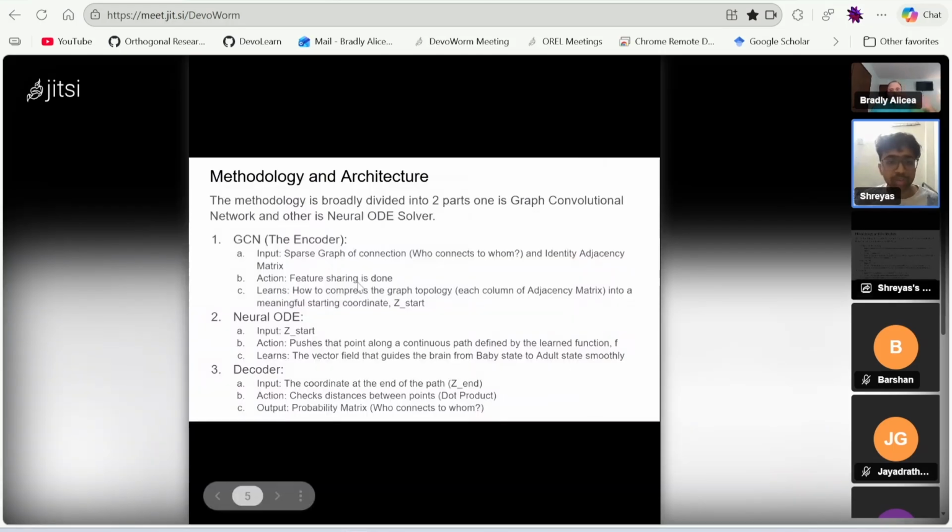Then the action. Feature sharing is done, as I told. It will look across its neighbors, like who all are around me, and it will change its vector. We can say each neuron has a vector, and it will change its values. And then it learns how to compress the graph topology, each column of the adjacency matrix, into a meaningful starting coordinate z star for the neural ODE.